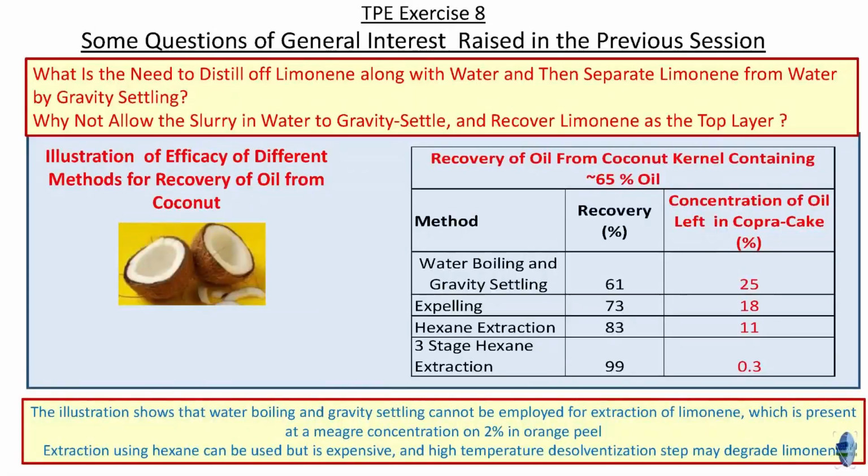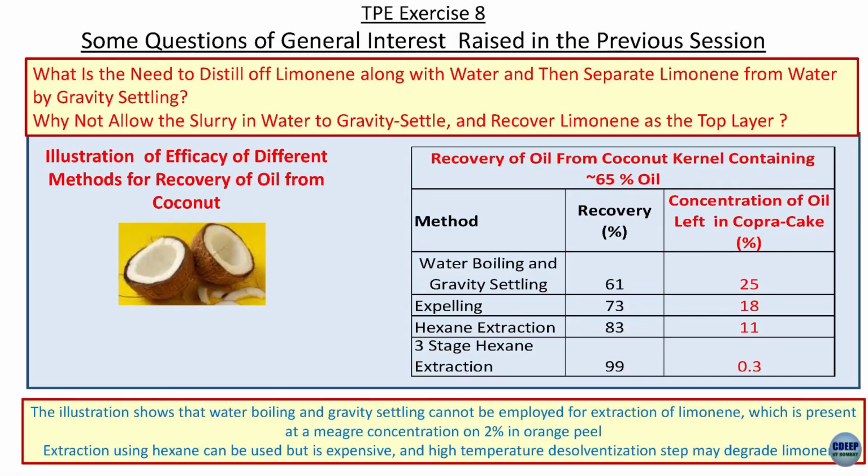Okay, so there was another question which was raised: what is the need to distill limonene along with water and, like a fool, then separate limonene from water by gravity settling? Why not allow the slurry in water to gravity settle and recover the top layer of limonene? It's a very simple, straightforward question, and I think it is a reasonable question to ask. So I am just giving you practical reasons for why it happens.